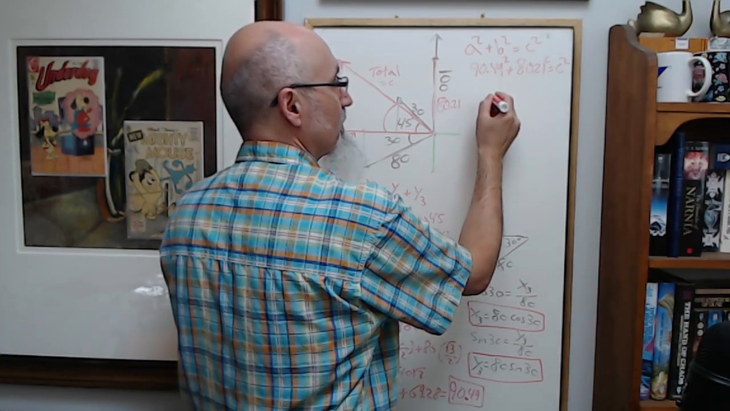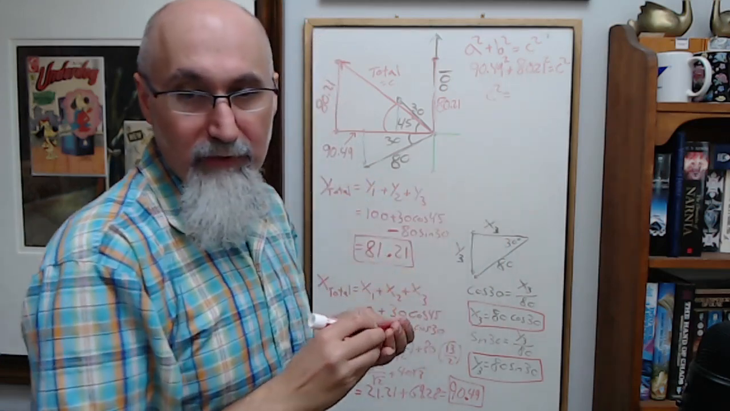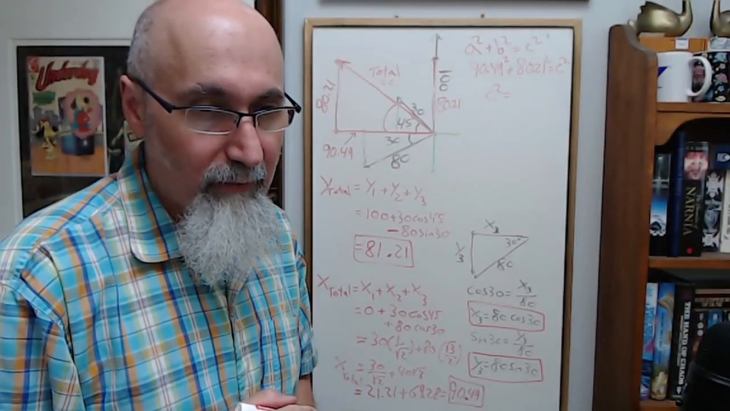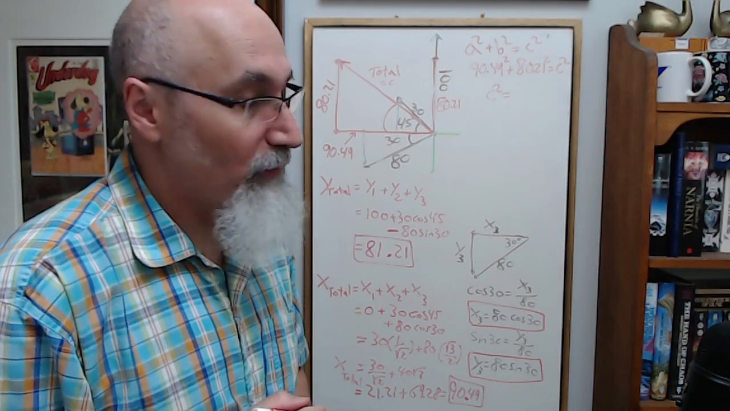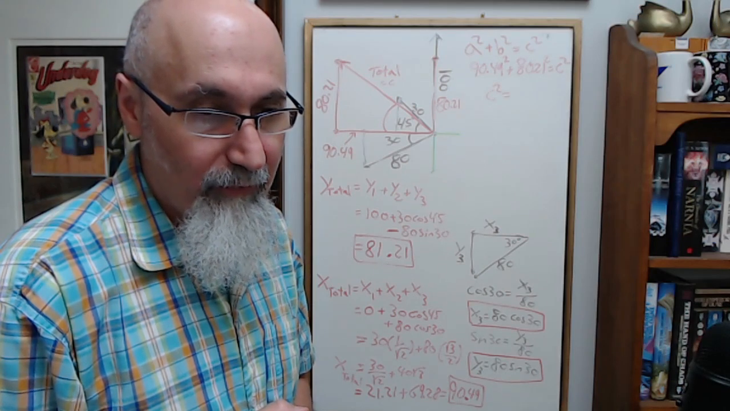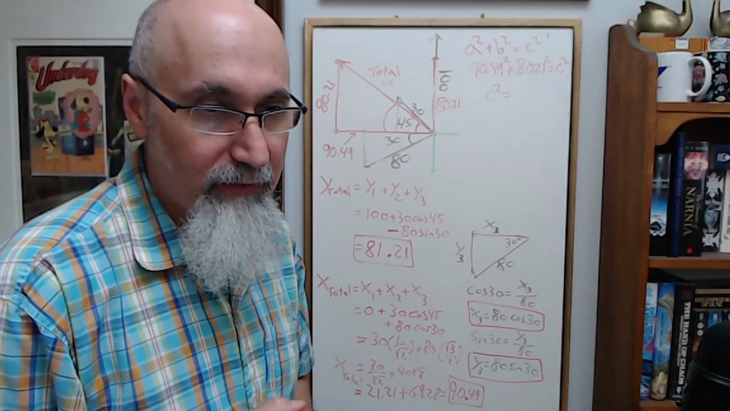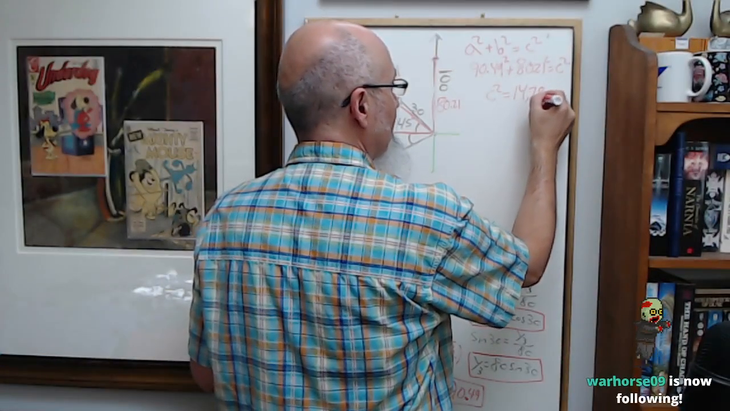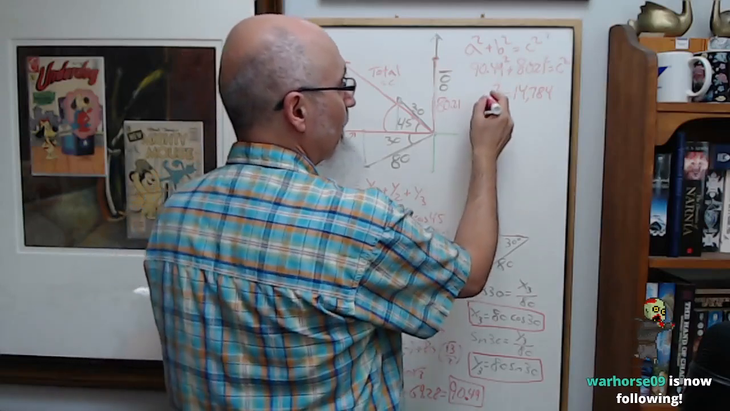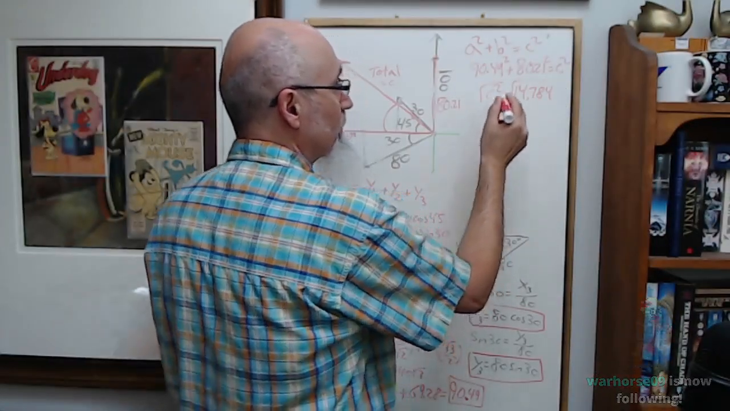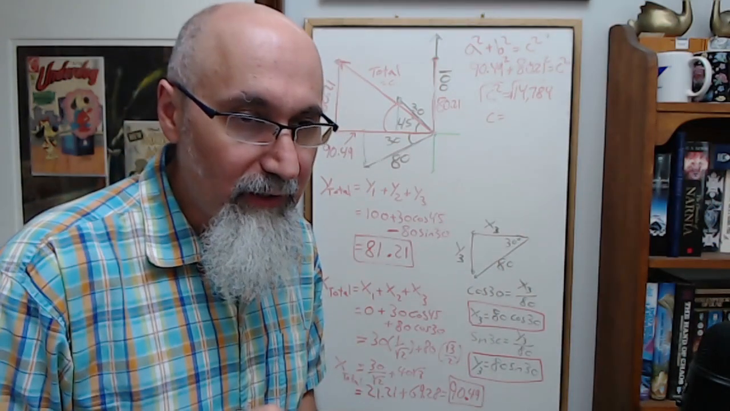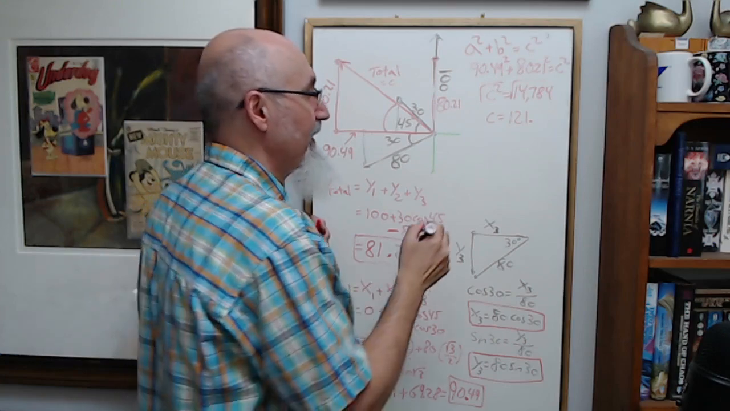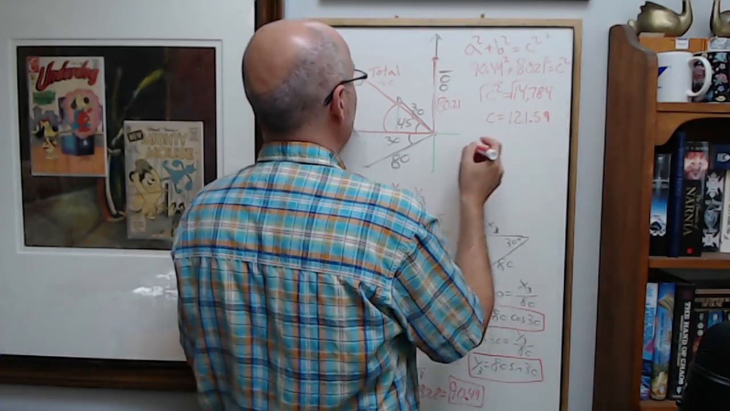80.21. So this becomes c squared is equal to, I'm just going to punch that into the calculator. What's c squared? 80.21 squared plus 90.49 squared equals 14,784. Yep. And then to figure out what c is, you take the square root of both sides. So c is equal to the square root of this doohickey, which is 121.59. Okay, so that's the magnitude here.